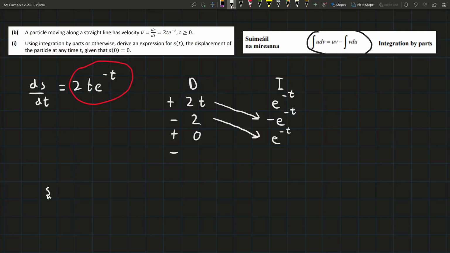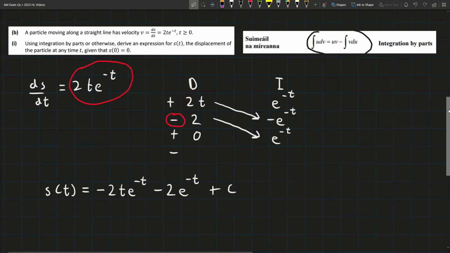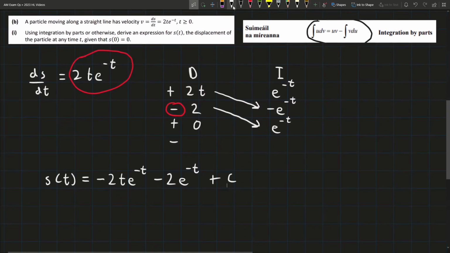So s of t, which is what we're solving for, equals, what's 2t times minus e to the minus t? We get minus 2t e to the minus t. And now we have 2 times e to the minus t, but remember, there's this minus here, so we're going to have minus 2 e to the minus t, and then plus c. You might need to pause that and rewind, but see how much quicker that was? It's a lot better than the traditional integration by parts formula.